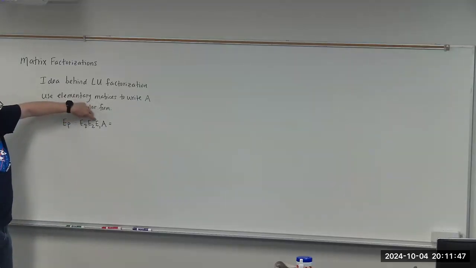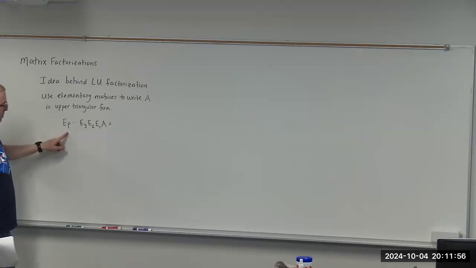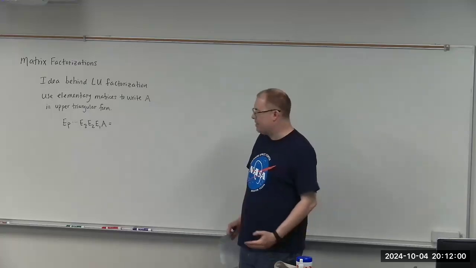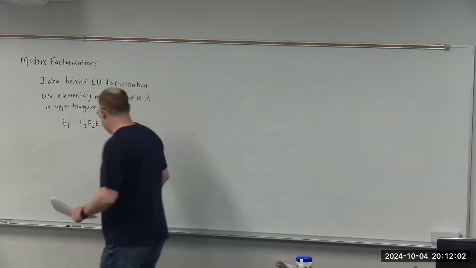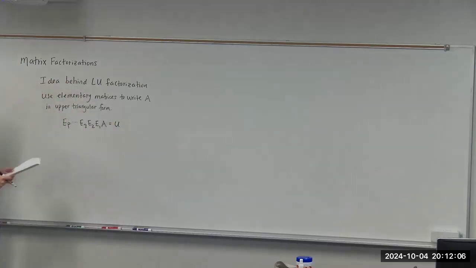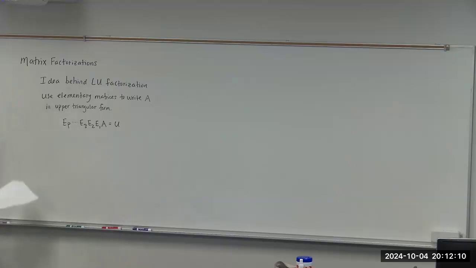So E1 will be the first elementary row operation on A. Then whatever you get, you're going to do the second one, and then the third one, all the way up to the last one. So you have a finite set of elementary row operations acting on A, and that's going to transform A into U. That's the goal. Okay, so we have an equation to work with, the system here.